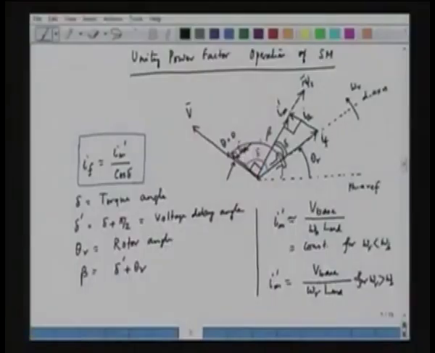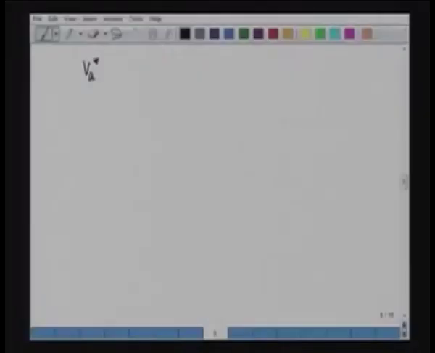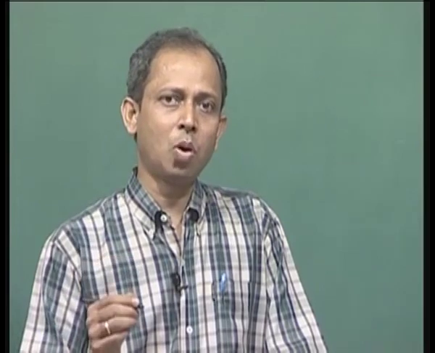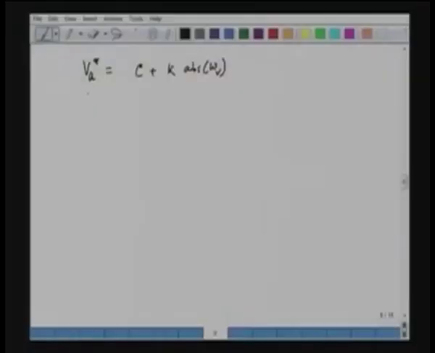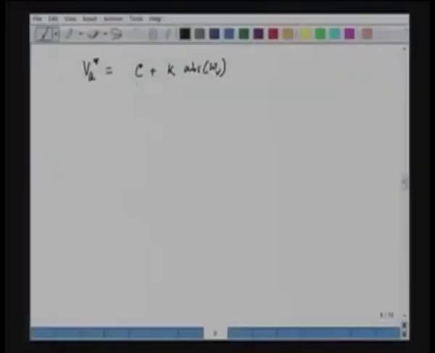And what about the voltage here? We can define the armature voltage in the following fashion: a constant C plus k into the absolute value of omega r. We know that we have to keep the volt per hertz constant. To keep the volt per hertz constant, we change this armature voltage as a function of the frequency. When the speed increases, the voltage has to be increased proportionately, and this constant quantity C is added to account for the resistance drop.